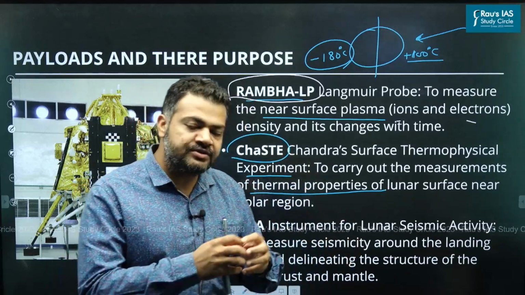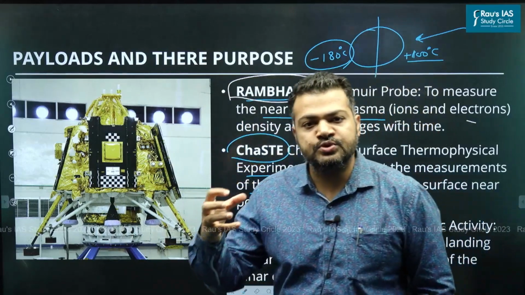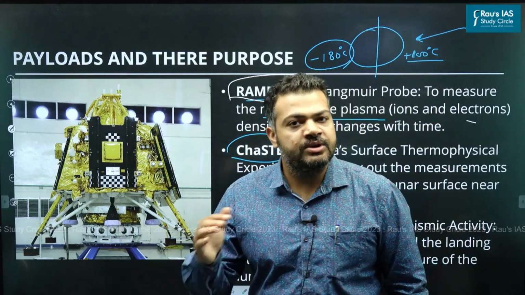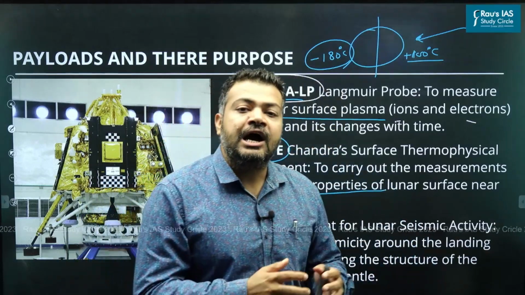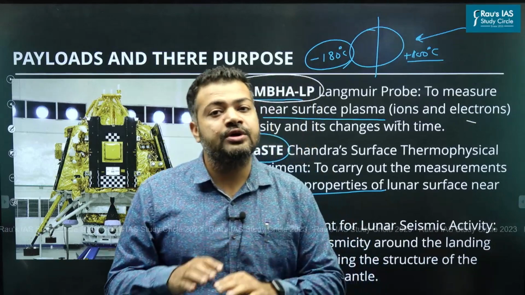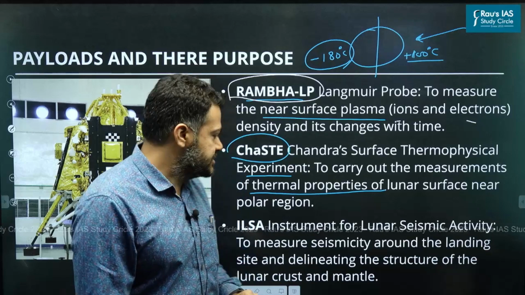So when it sees the transition, like how the surface property changes when it is exposed to sunlight, does it change the surface thermal properties at all? How much heat is being conducted into the lunar soil? How much heat is being trapped for a longer duration? And that's how it is able to find out the entire answer to this question.